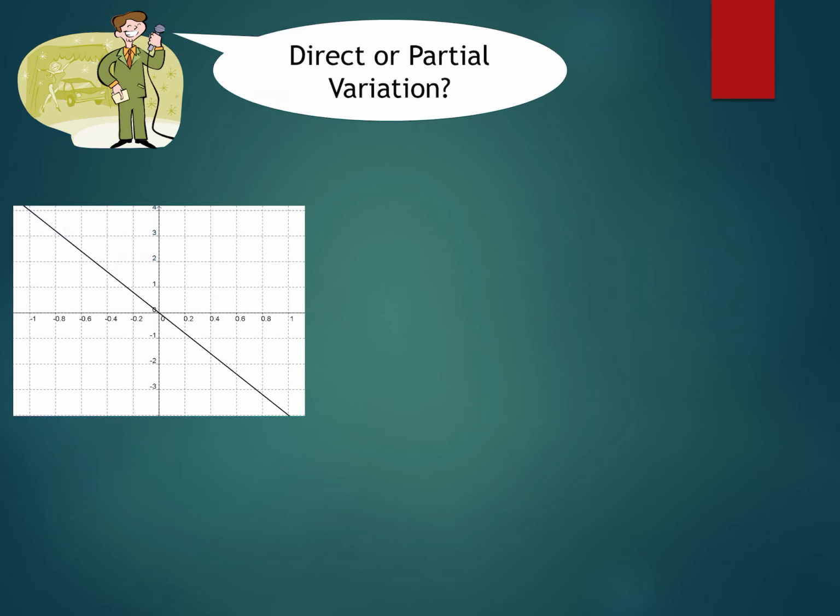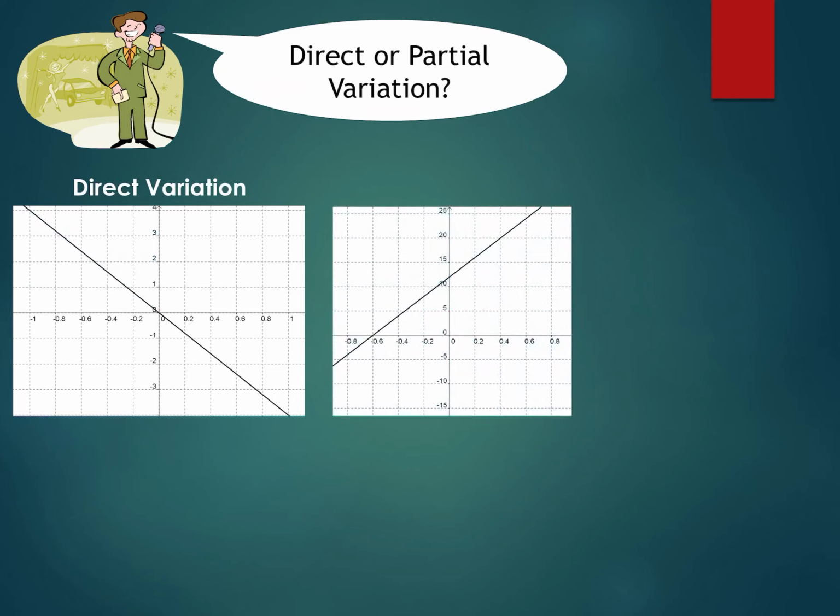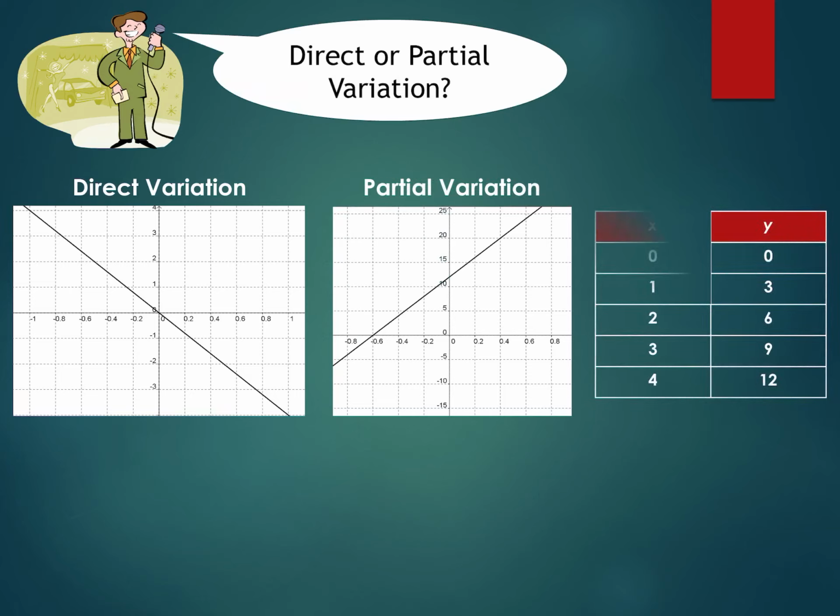So are these ones direct or partial? That one goes directly through the origin, so we call that direct variation. That one starts partway up the y-axis, so we call that partial variation. The table of values has 0, 0 on it. That's the origin, so this relation, if you graphed it, would go right through the origin, and so that would be direct variation. Y equals 2x plus 6.